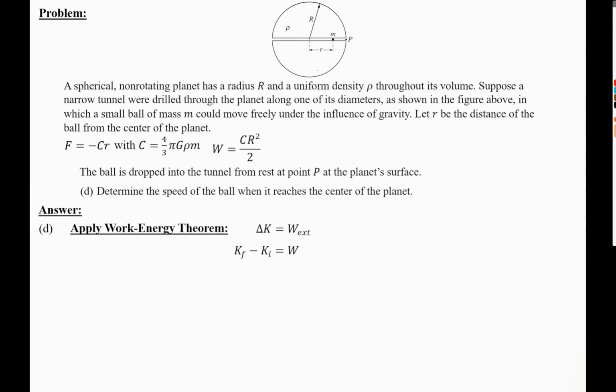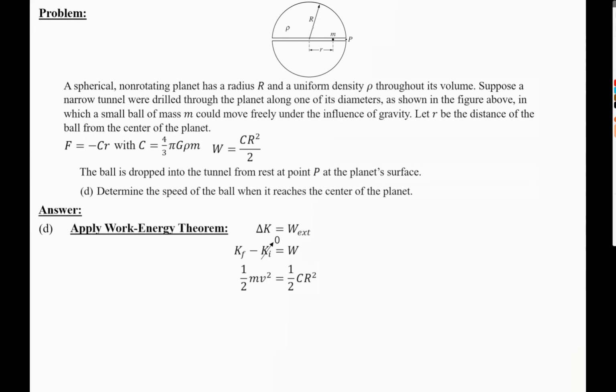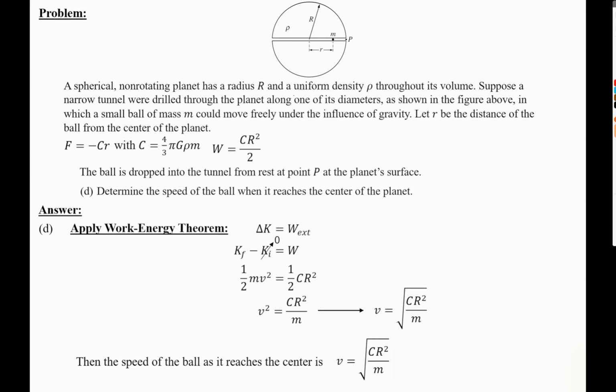Because the mass m has been released from rest, the initial speed is 0, so the initial kinetic energy is 0. The final kinetic energy is half m v squared, where v represents the speed of the ball at the center of the planet. After cancelling the half, v squared is given by C R squared over m, then the speed is the square root of C R squared over m. Then the speed of the ball as it reaches the center is the following.